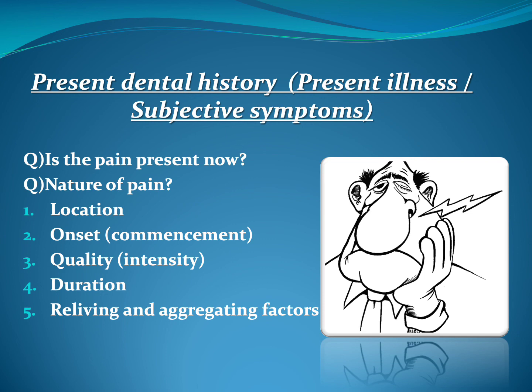Nature of pain, it's a very important question. What's the meaning of nature of pain? We have to ask about the location of the pain. Is it on the left or the right, upper or lower? Can he recognize the tooth or not, can he say the upper six or this tooth is hurting me? Or some patients come to you and say, no, all the left side is hurting me, the upper jaw is hurting me. So you have to ask about the location.